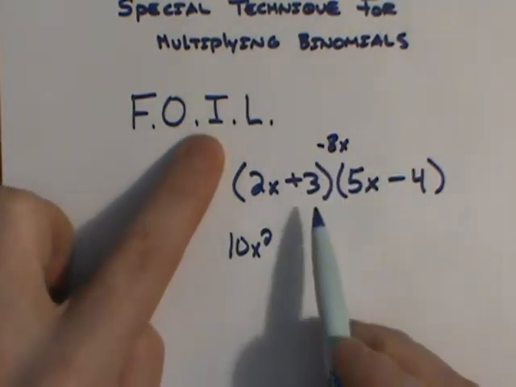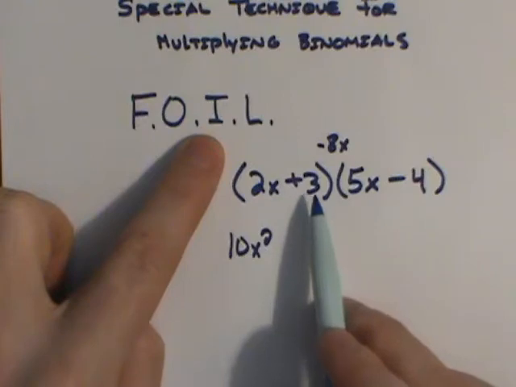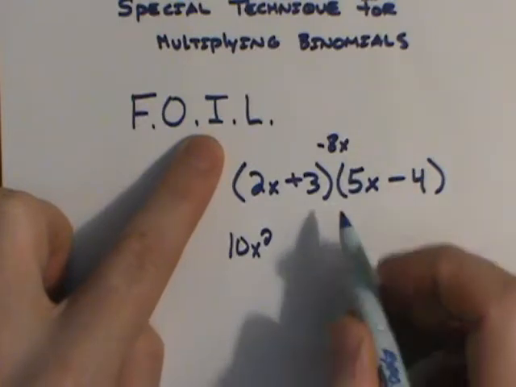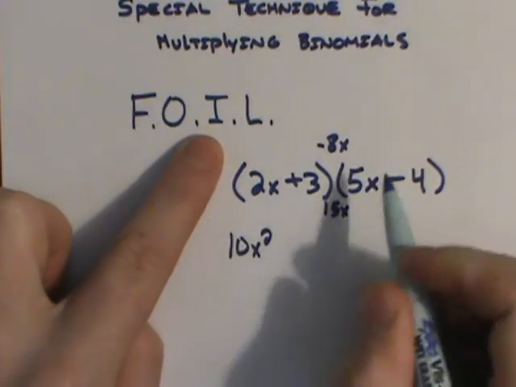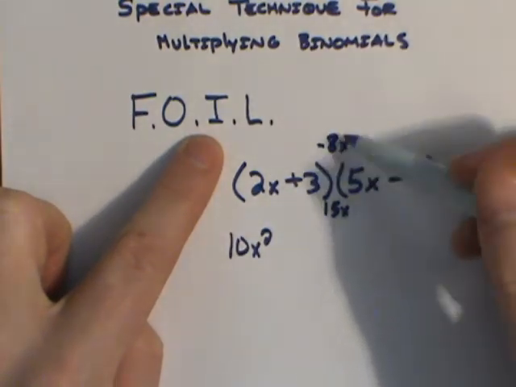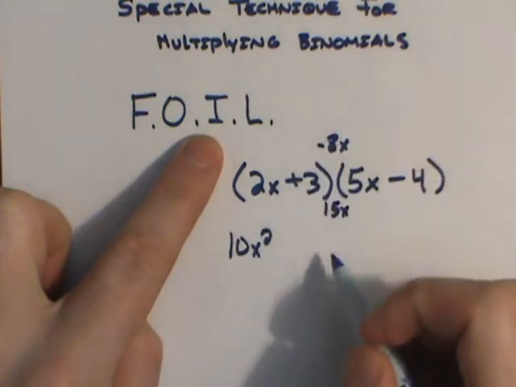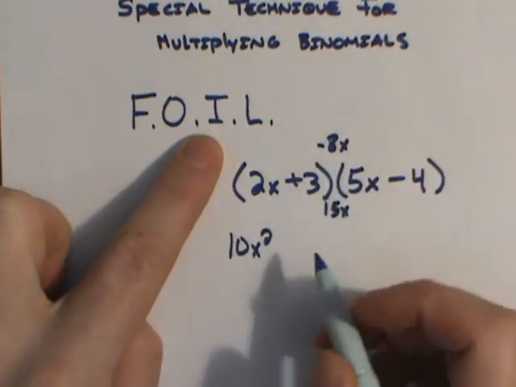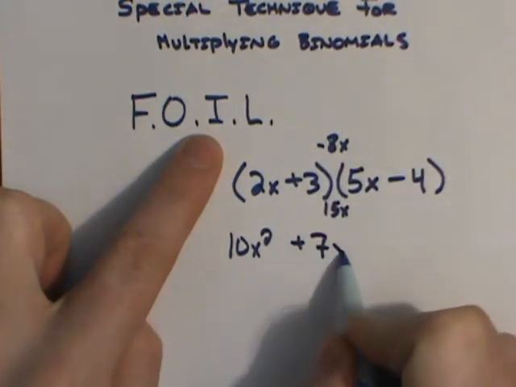And then the I would be the innermost set of terms. So 3 times 5 would be 15x. And just like that double distribution process that I taught earlier, when you add these up, you can simply go, okay, 15x take away 8x would be plus 7x.